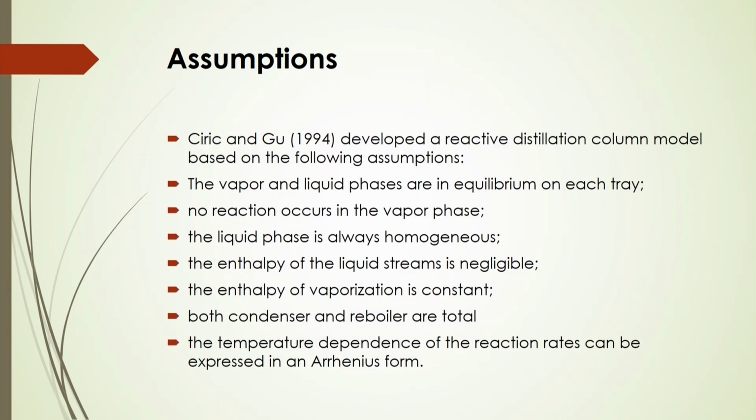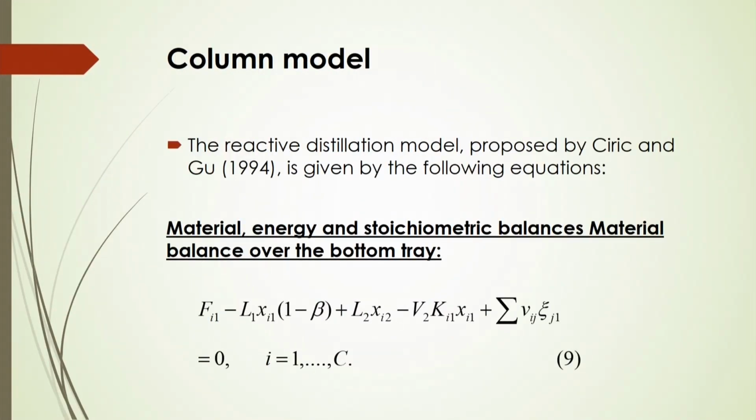assume some constraints. In this case, as per Sirik and Gu 1994, for this reactive distillation column they developed the column model based on the following assumptions: the vapor and liquid phases are in equilibrium on each tray; no reaction occurs in the vapor phase; the liquid phase is homogeneous, that is well mixed; the enthalpy of the liquid streams is neglected, and the enthalpy of vaporization is considered constant; both condenser and reboiler are total; and the temperature dependence of the reaction rates is expressed in Arrhenius form, so Arrhenius equations are used to calculate the temperature-dependent reaction rate.